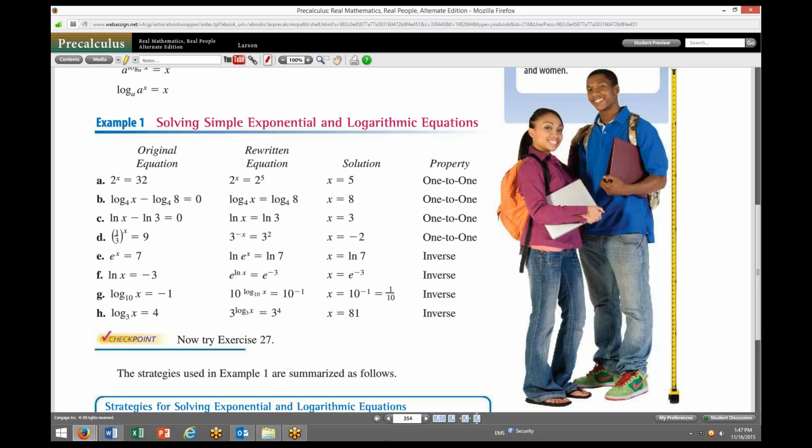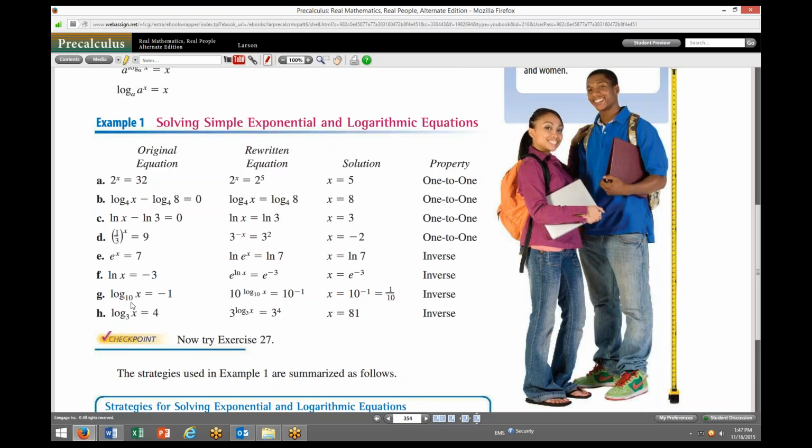All right. Now similarly on G, log base 10 of x equals negative 1. Well, you cannot solve that. You can plug that in your calculator, log, and then hit x, but you can't solve this. So the only thing we can do is change it into an exponential form.